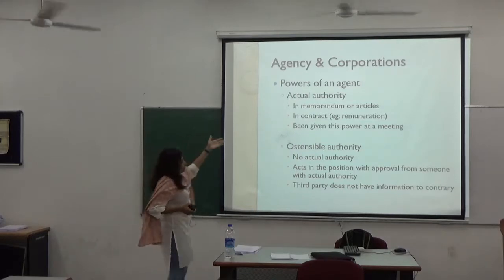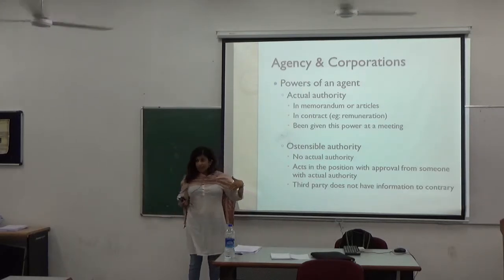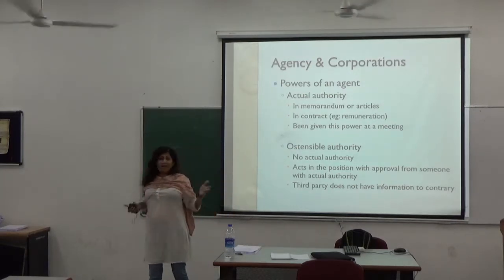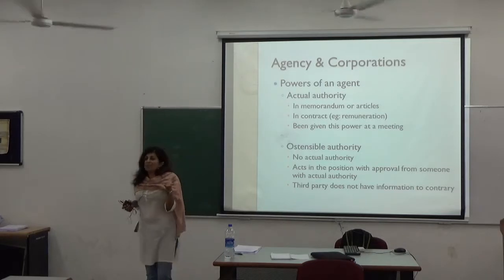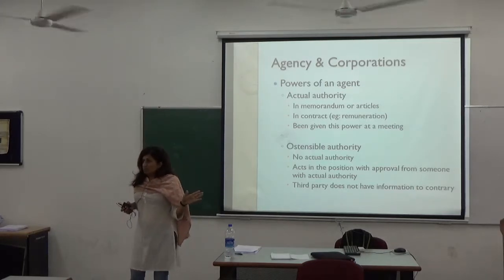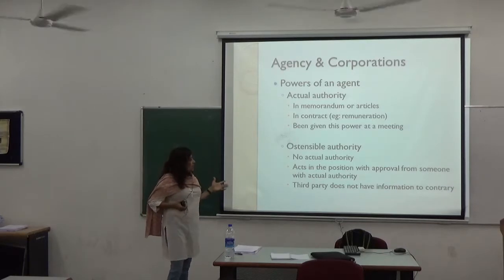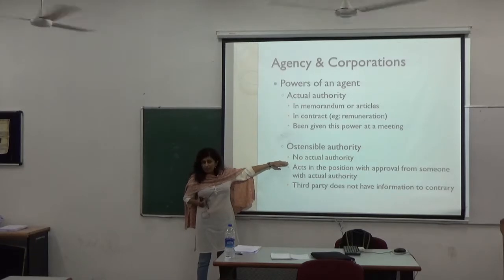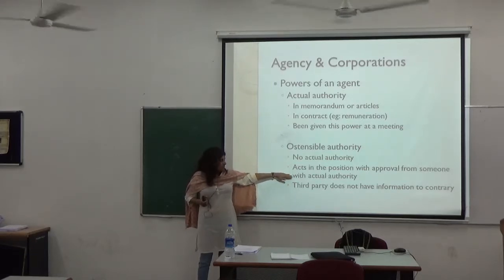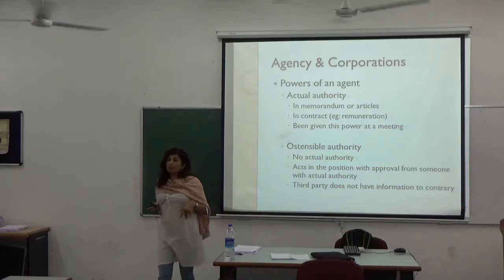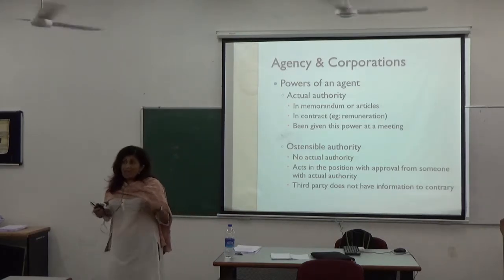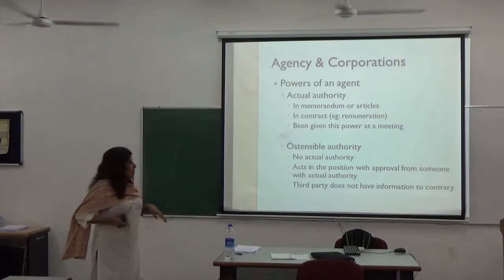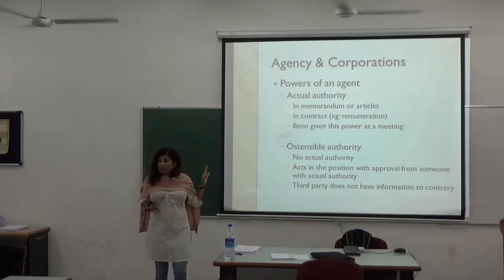So the actual authority in a company is written in the memorandum. It's also in the contract of employment, and it's also going to be maybe a general meeting gives a specific power. So it could be a general meeting giving a power. Ostensible authority only happens where there's no actual authority, but the person is getting the power from someone with actual authority, and the third party hasn't got any information to the contrary. I think this is pretty easy to understand.